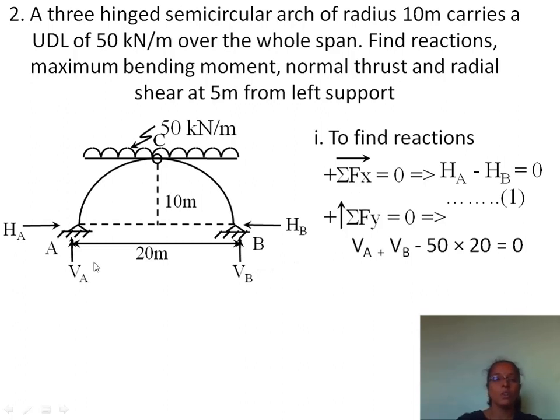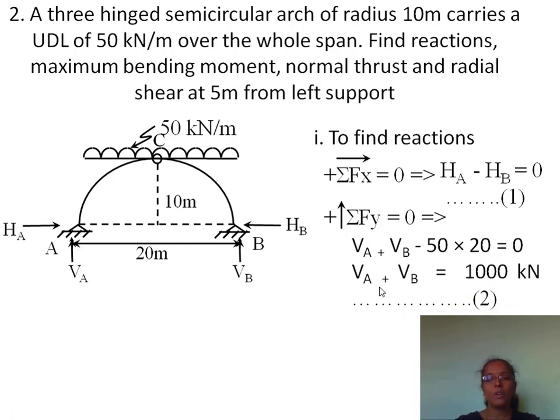as positive. So VA plus VB minus, this is a UDL, so convert it into a point load, intensity into the length over which it is acting, so that gives the magnitude of the equivalent point load. So VA plus VB minus 50 is the intensity, into length is 20 meters. So that will give VA plus VB is equal to 1000 kilonewton. Take this as equation 2.